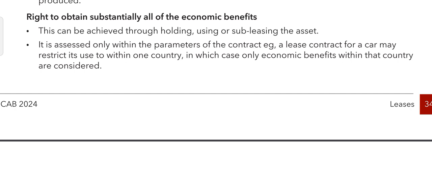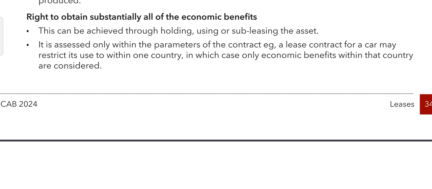So the lessee can give the asset to another entity as a sublease. It is considered only within the parameter of the contract. Example, a lease contract for a car may restrict its use to within one country, in which case only economic benefits within that country are considered. What does it mean? It means it is considered only within the parameter of the contract.